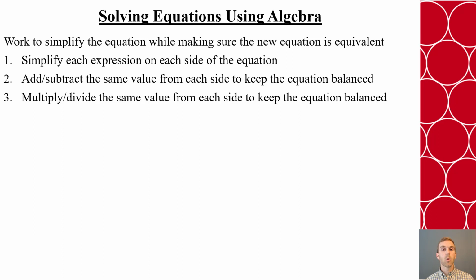Now, when we start to solve equations, the goal is to simplify the equation so that every time we're creating an equivalent equation until we find the solution for the unknown. We're going to start by simplifying expressions on each side of the equation if possible. Then we're going to move to addition and subtraction from both sides. Whatever we do to one side of our equation, we must do to the other to maintain balance. Then we would multiply and divide both sides to maintain that balance.